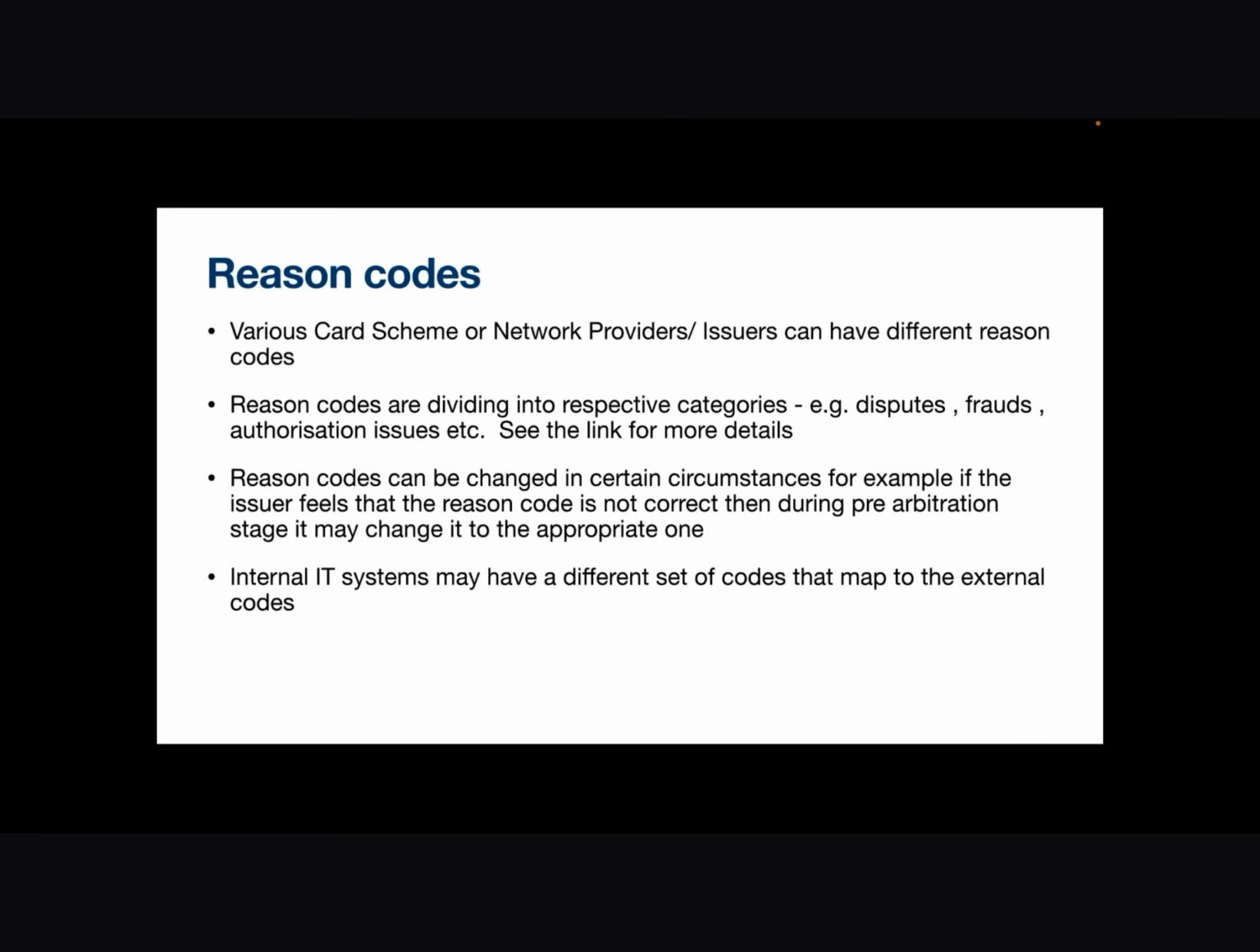And then the last point is internal IT systems may have a different set of codes. So it's not necessary that whatever reason code one party has maps to the same for the other party. I may be a bank issuing my card to my customers, and there may be an acquirer who deals with me, but that acquirer might have a different set of reason codes compared to mine. But there is a mapping that I know. For example, if a fraudulent transaction in my system is called 101, on the acquiring side it might be called something else. So there is a parity there, but the reason codes could be different.